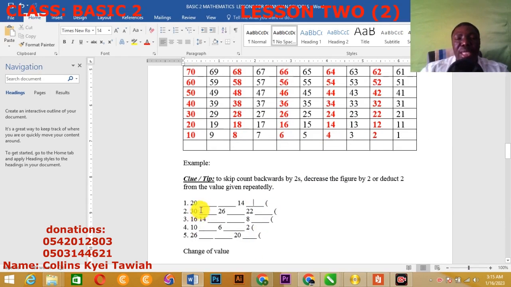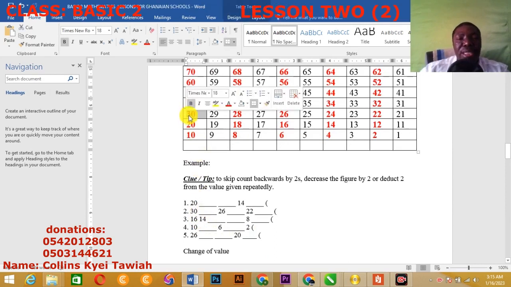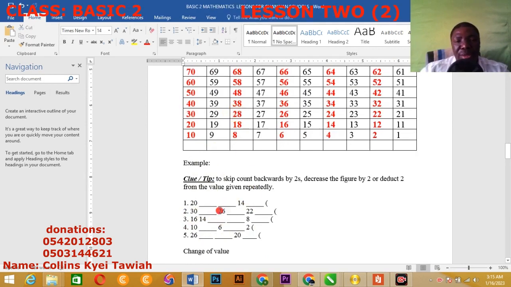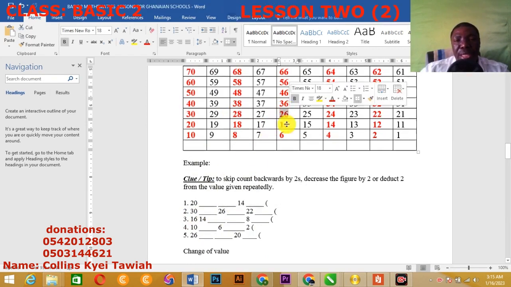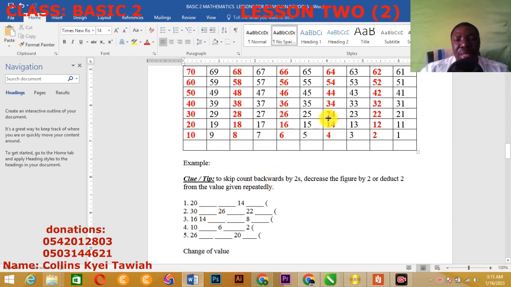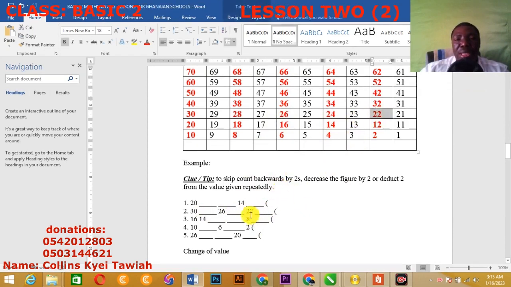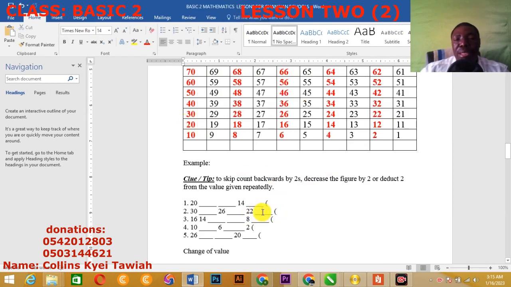Now the next one, 30. Let's look for 30. So this is 30. The next number skip counted by 2 backwards will be 28. The next one is 26, which is here. From 26 we have 24, which is here. From 24 we have 22, which is here. Then from 22 we have 20 there. Are you getting it? Simple as that.